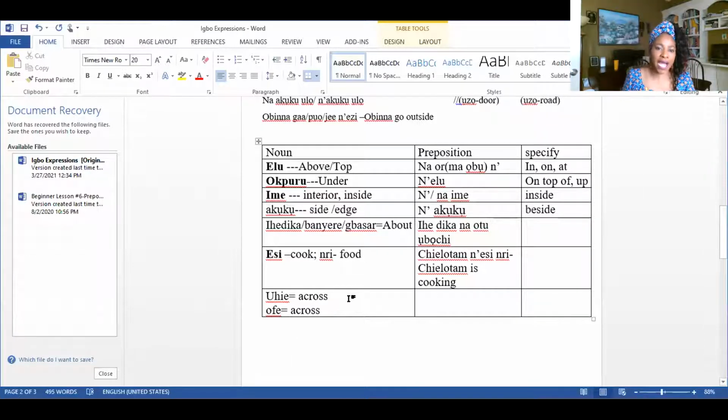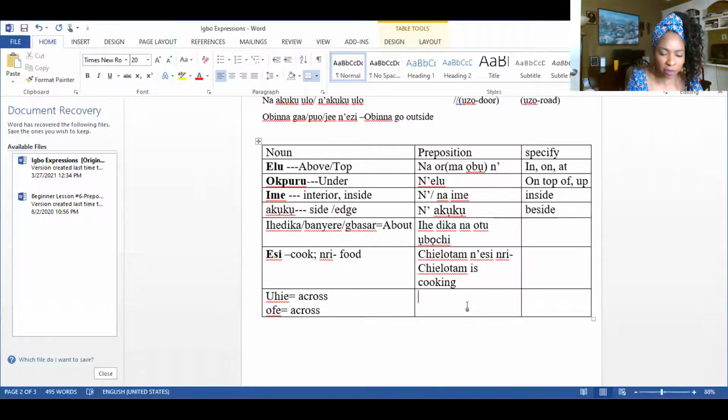Uhe. Now, if you're making a sentence with uhe, this is when you cross two things like this. If you want to describe the cross, the crucifix, or if you want to tell me about a graph, you say something that is cross, it's just crisscross. Okay, that's what it is. But if you want to tell somebody that something is across, you have to cross the bridge to get something. I hope you understand what I'm saying.